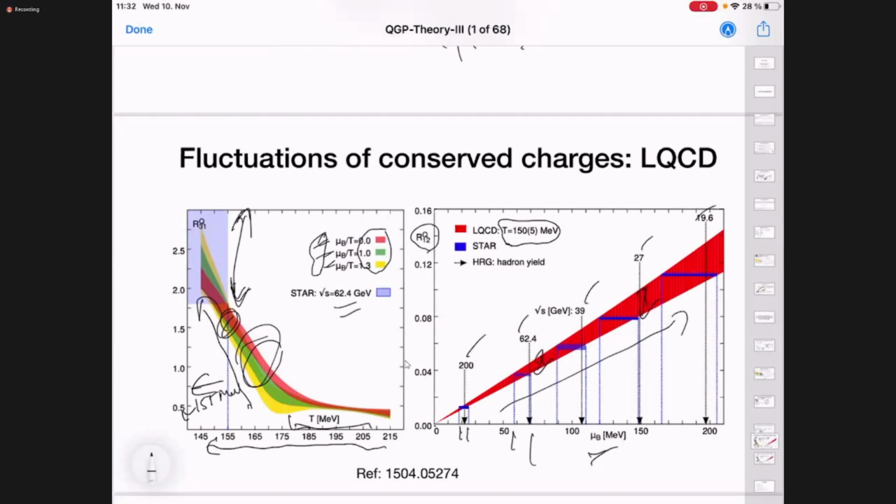As you go to lower and lower beam energies, you get larger and larger baryon chemical potential. Of course, the error in this estimate becomes larger, mainly because this band is broadening up. And here with this black arrow is the estimate from HRG. So at least things are consistent within reasonable range, right?